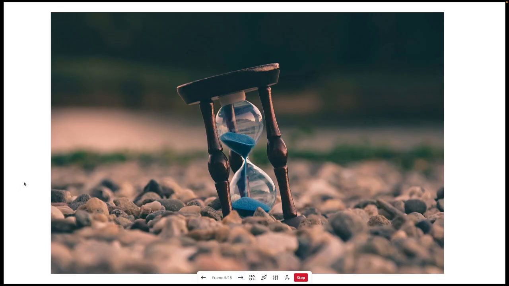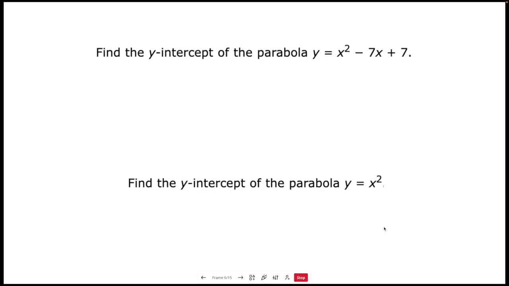All right, it's time to practice what we just learned. Here's our cool clock for today. So go ahead and pause the video and try these two problems on your own, and when you're ready, you can unpause and we'll check your answers.